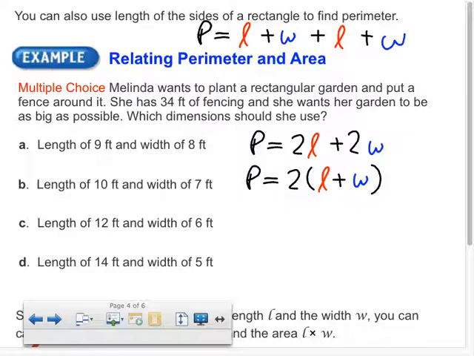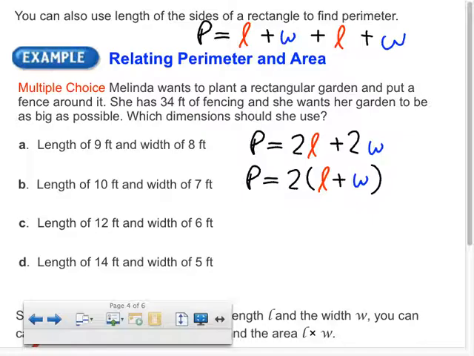Here's the multiple choice. Those are your answer selections. Melinda wants to plant a rectangular garden and put a fence around it. Okay, so she has 34 feet of fencing, and she wants her garden to be as big as possible. Which dimensions should she use? Okay, so they give us 4 possibilities.